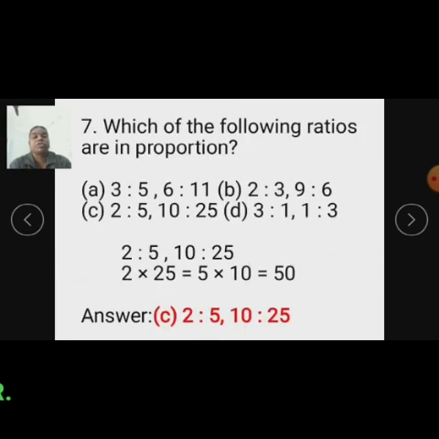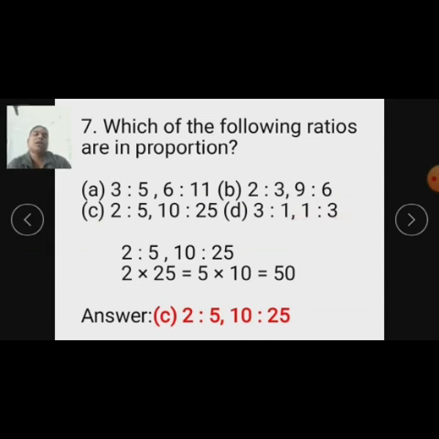Objective type questions. Question number 7. Which of the following ratios are in proportion? Option A 3:5 and 6:11. Option B 2:3 and 9:6. Option C 2:5 and 10:25. Option D 3:1 and 1:3.